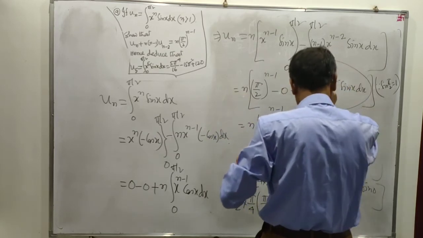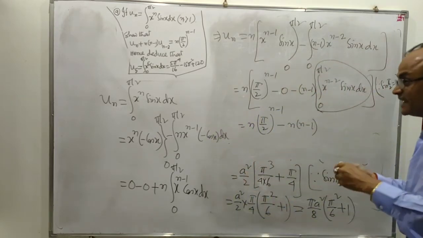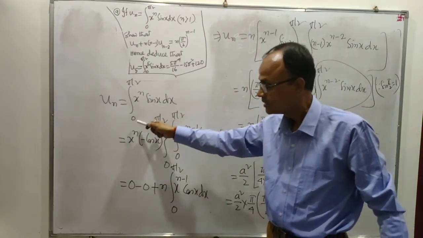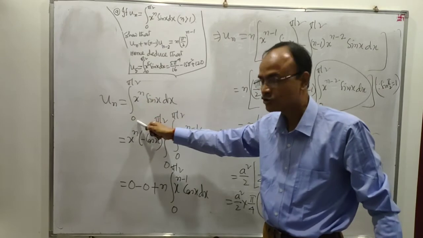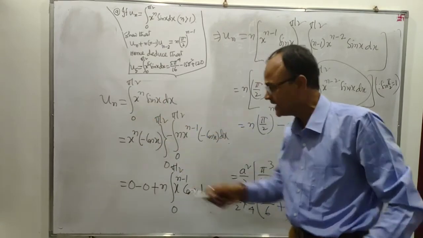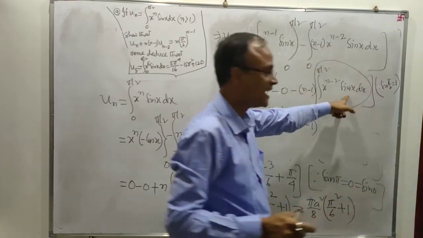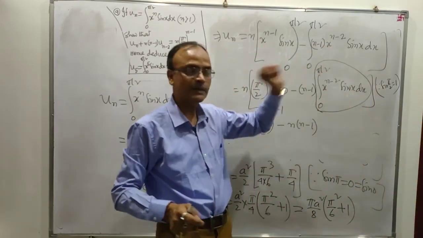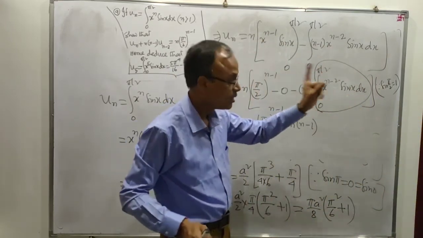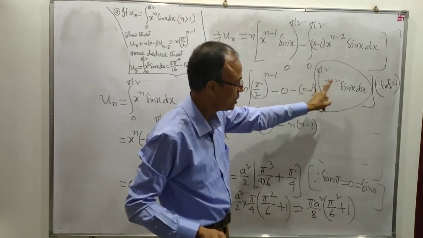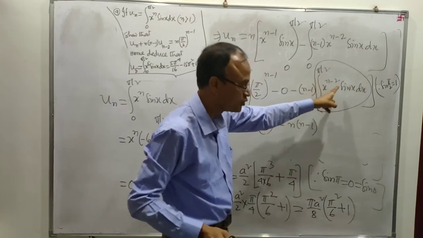What is this? You see, un equal to x to the power n sin x, integration 0 to pi by 2 x to the power n sin x. We have seen here sin x is there, integration 0 to pi by 2 is there. For x to the power n, in place of n, n minus 2 is written here.